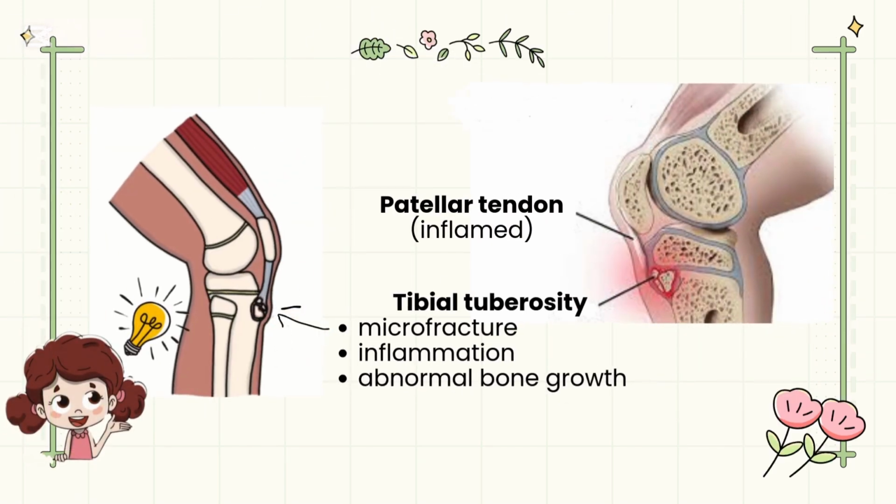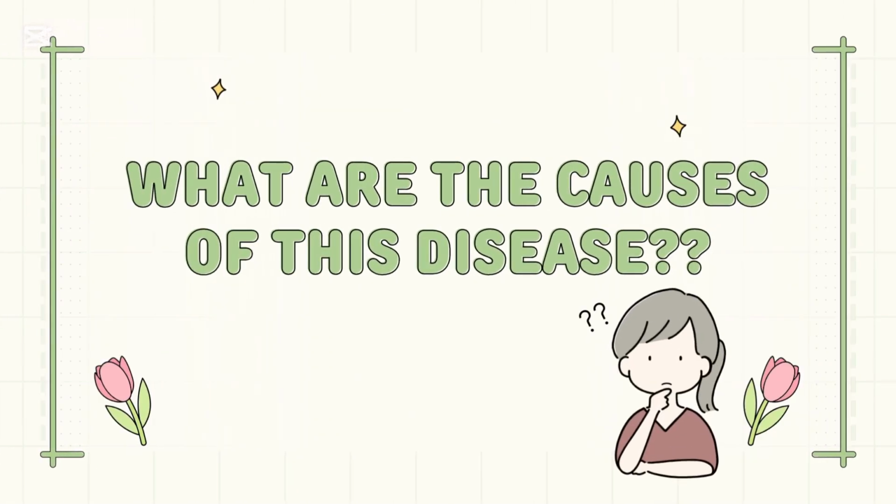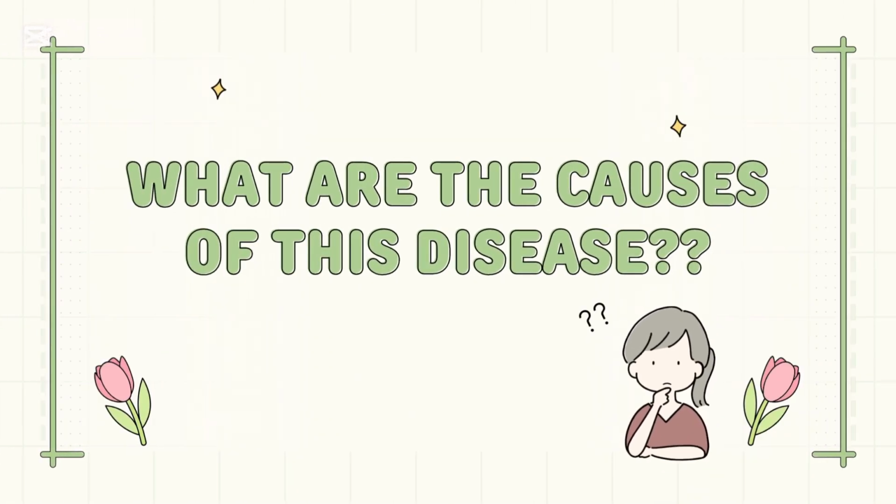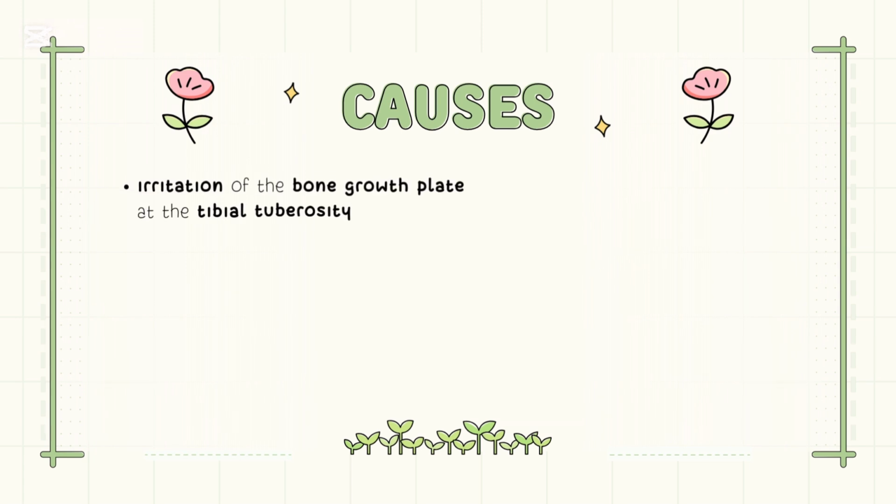So as you can see, the patellar tendon is inflamed. The tibial tuberosity has microfracture, inflammation, and will have abnormal bone growth. It is because of the irritation of the bone growth plate at the tibial tuberosity.